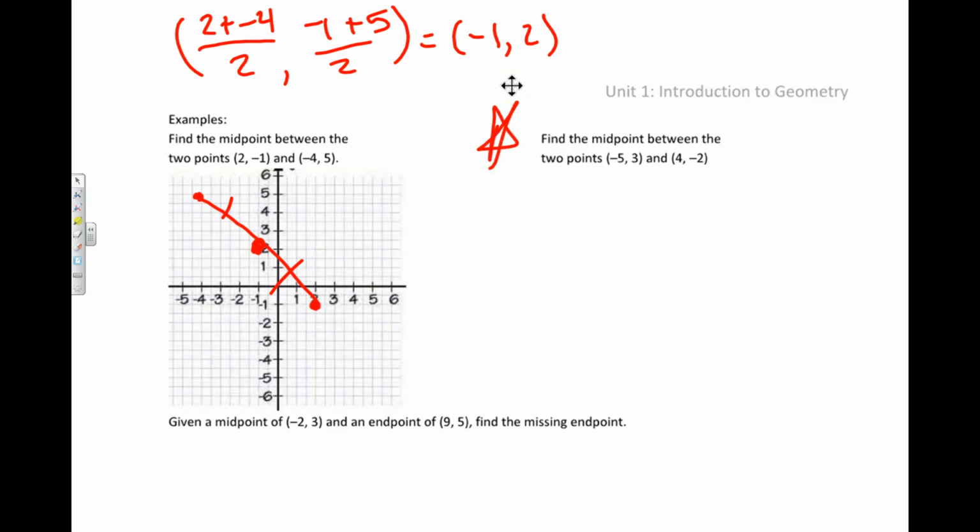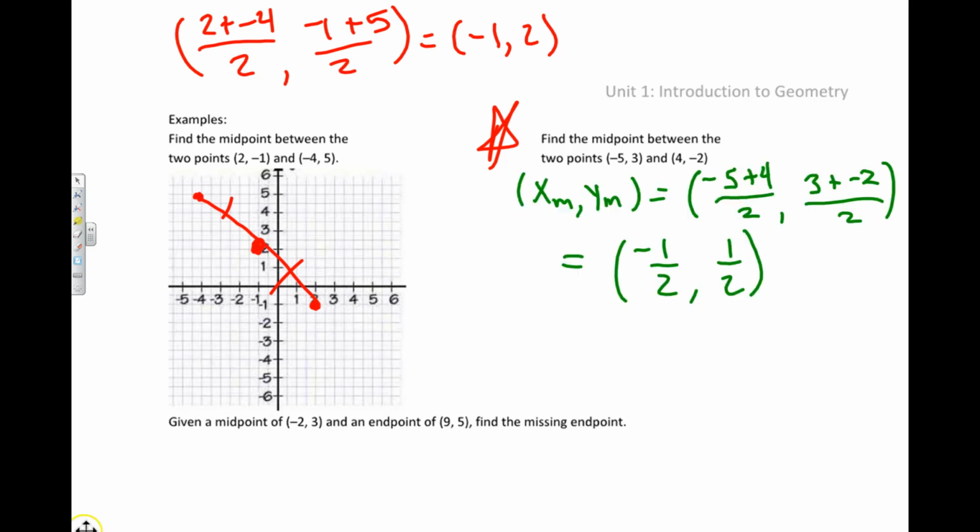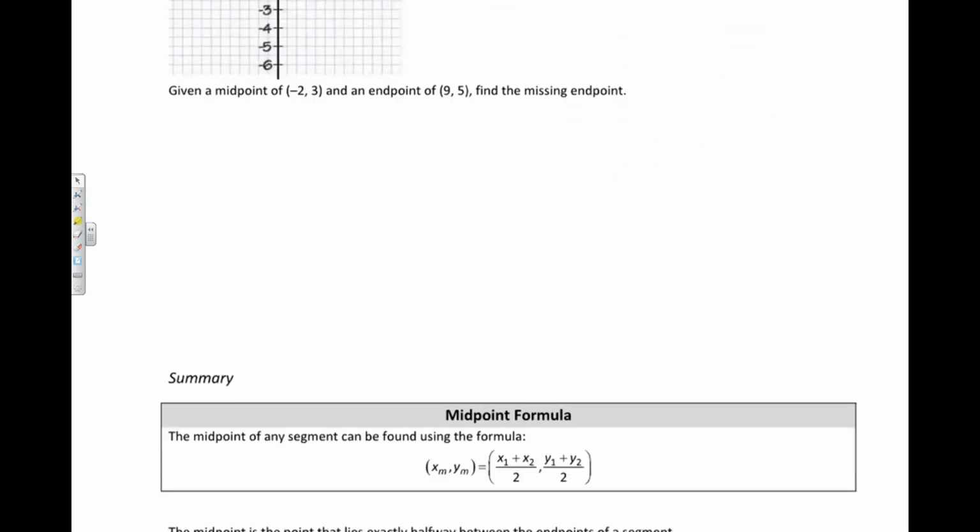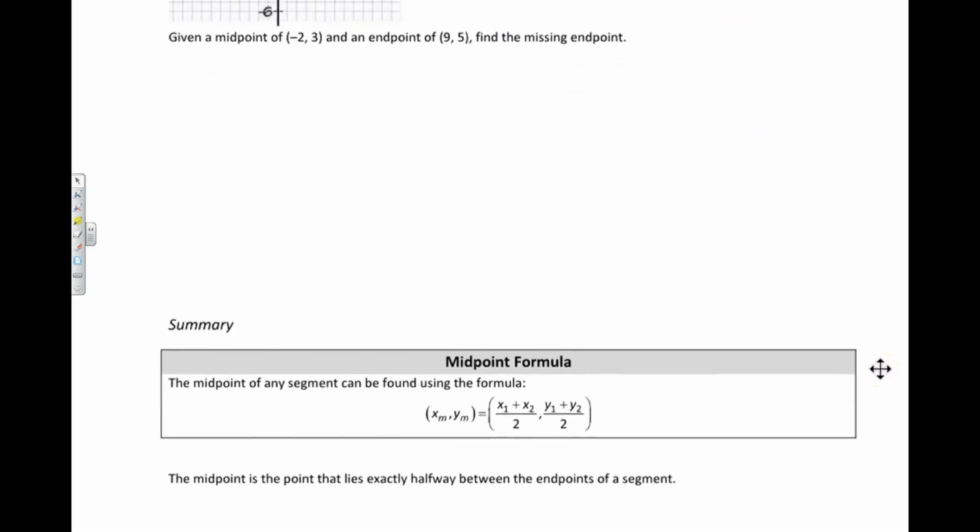So go ahead and give it a shot, and we'll check our work here in a second. All right, so you don't get a pretty answer for this one, but that's okay. You get -1/2, comma 1/2. All right, let's take a look now at a slightly different kind of problem.